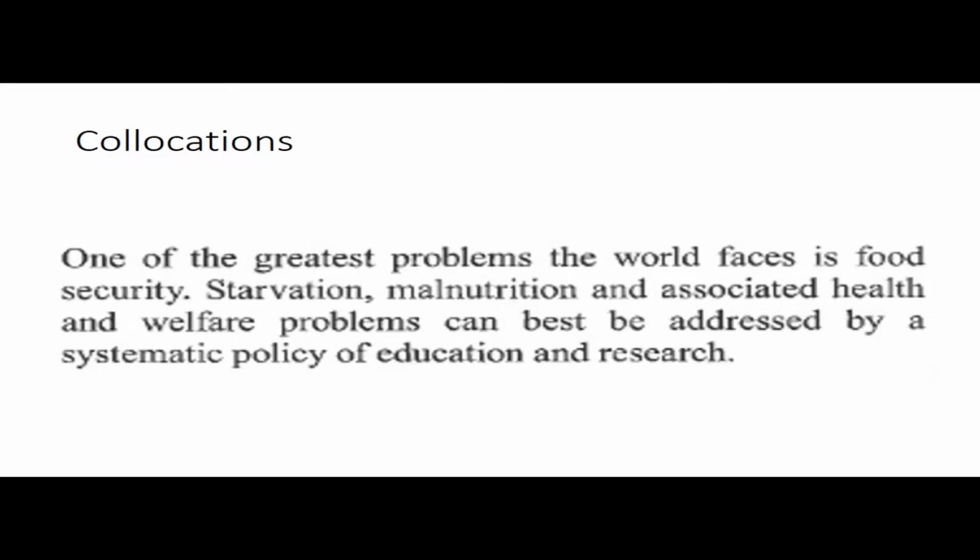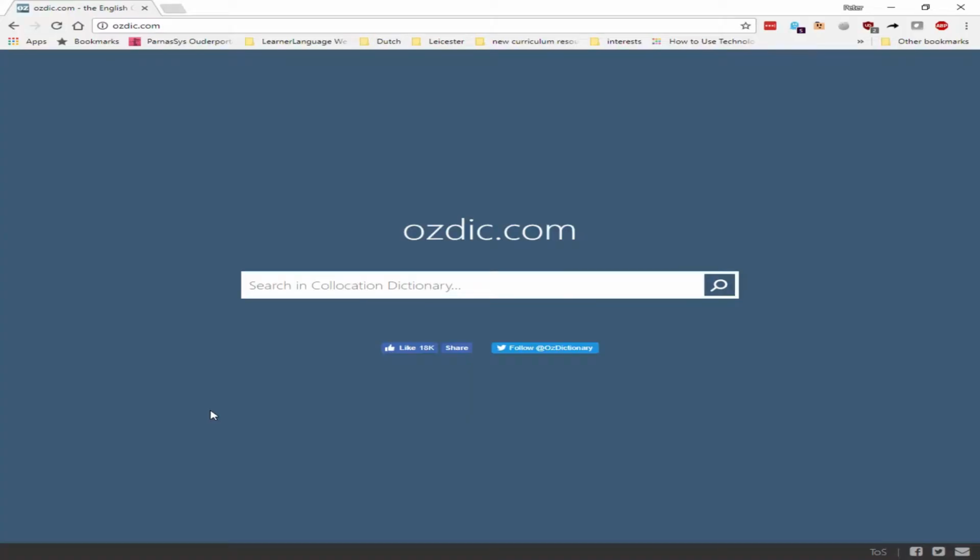Another interesting thing we can see here is the idea of collocations. We have the word problem twice, and with the first one we get the verb faces, and in the second one we get the verb addressed. So face a problem and address a problem. So I'd just like to show you a collocation dictionary.